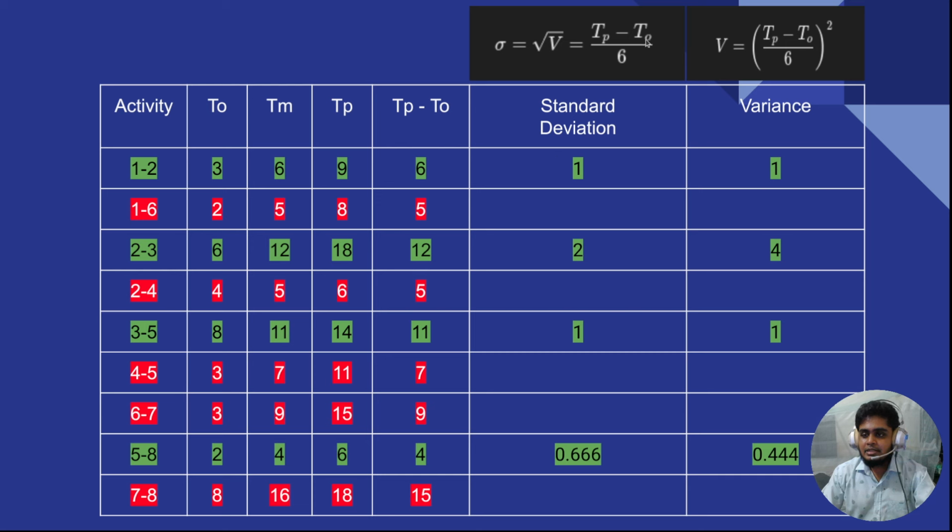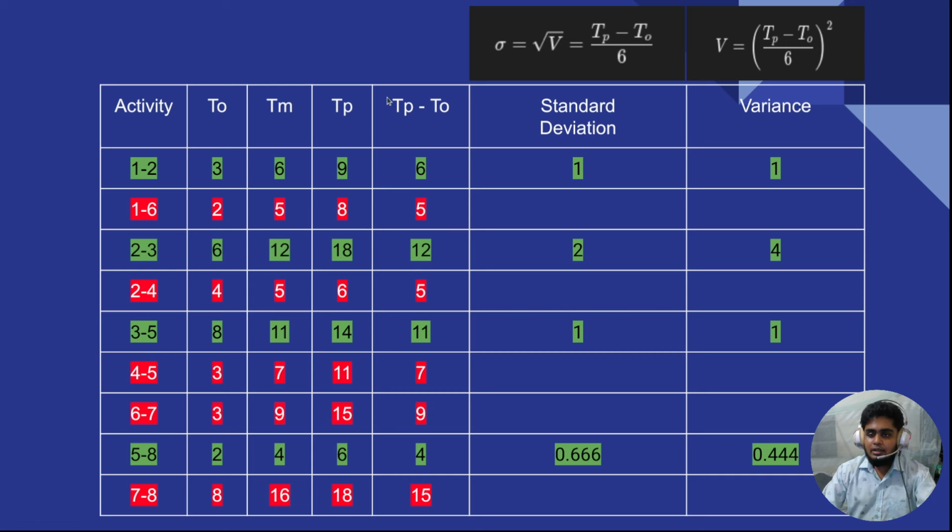Basically TP minus TO, and to calculate TP minus TO, the equation is TO plus 4 into TM plus TP divided by 6. Again, TO plus 4 into TM plus TP divided by 6. So this is the equation for calculating the time estimate, or estimated time. After calculating this, you get 6 for activity 1 to 2, 12 for activity 2 to 3, 11 for activity 3 to 5 and 4 for activity 5 to 8.